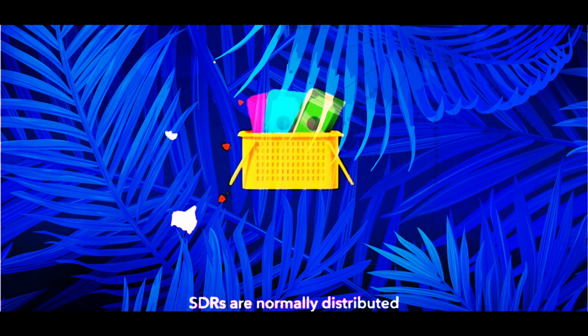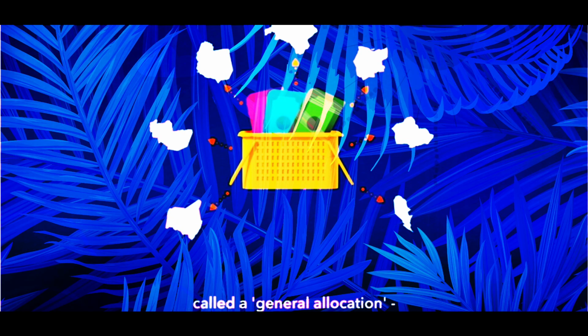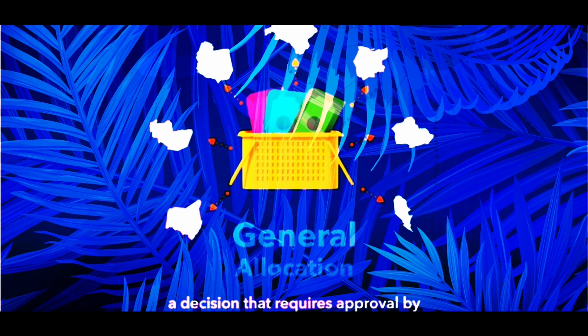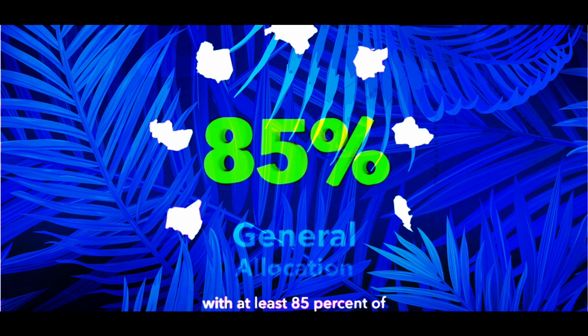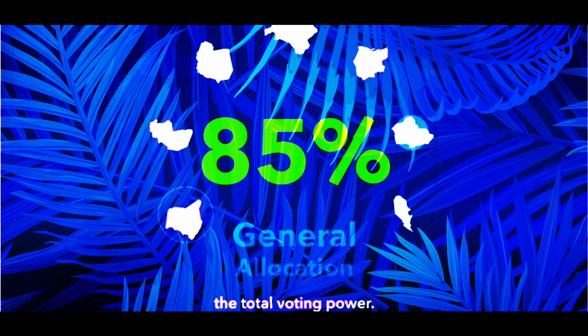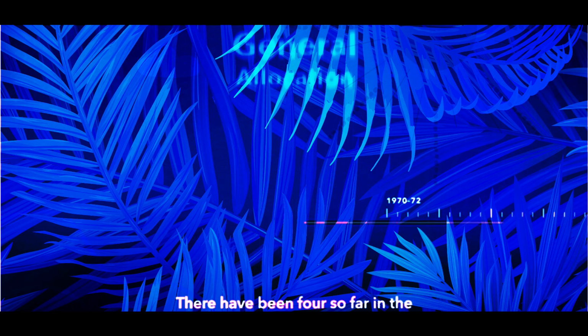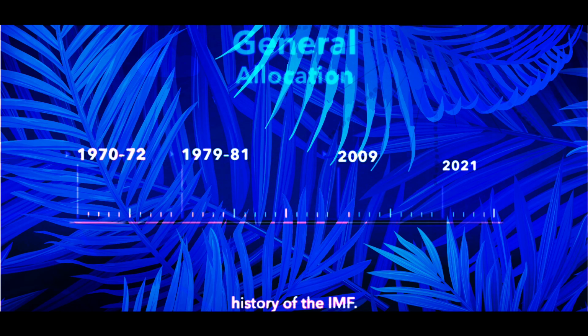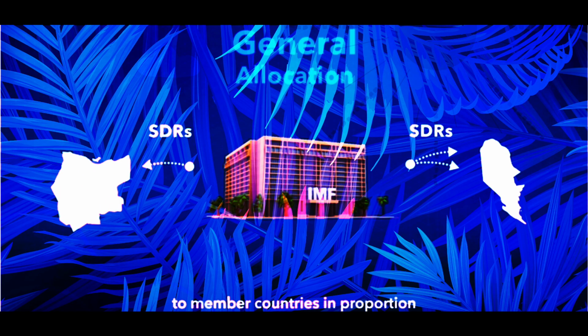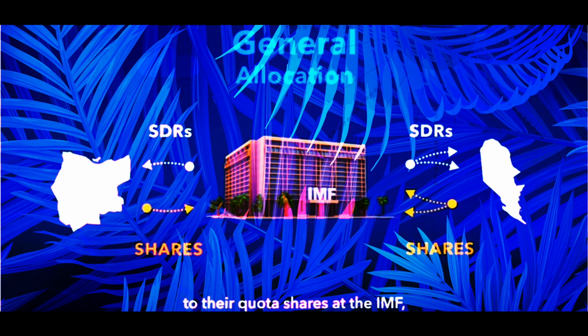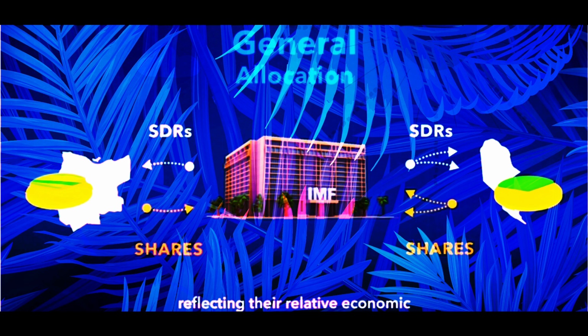SDRs are normally distributed among members through a process called a general allocation, a decision that requires approval by the IMF Board of Governors with at least 85% of the total voting power. There have been 4 so far in the history of the IMF. In a general allocation, the IMF distributes SDRs to member countries in proportion to their quota shares at the IMF, reflecting their relative economic standing in the world economy.